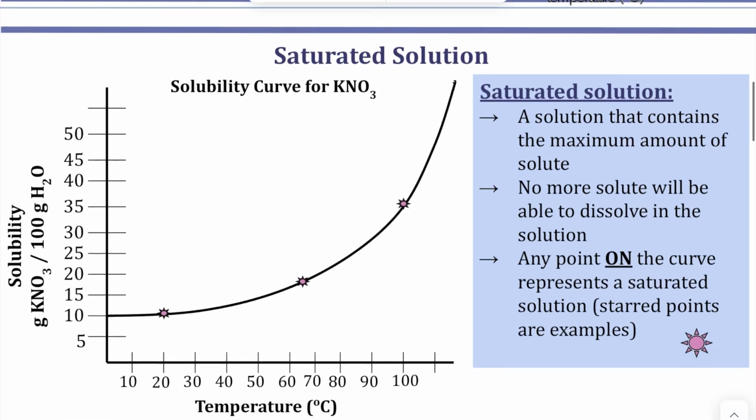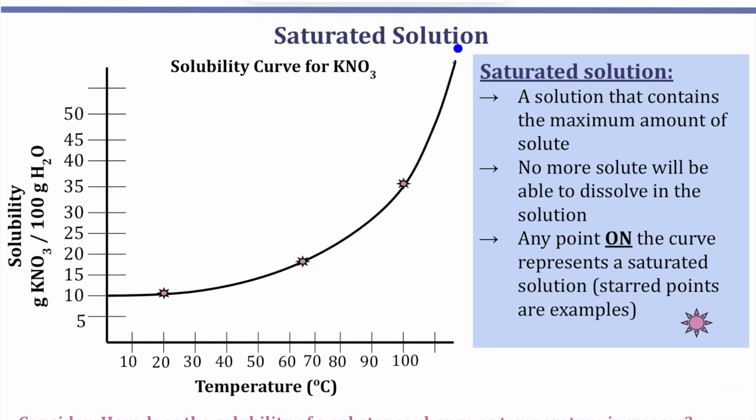Reading a solubility curve, saturated solutions are solutions that contain the maximum amount of solute that can be dissolved. No more solute will be able to dissolve in the solution, so if more was added into the solution, it is not going to dissolve. It would stay in a solid state. Any point that is on the solubility curve represents a saturated solution. If you look at the starred points here, those are representing a saturated solution.